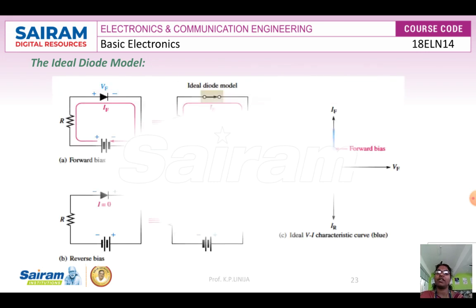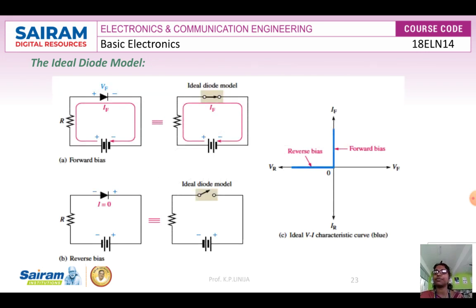The first method we have used is the ideal diode method. Here we are using the circuit in forward bias condition, and we have drawn the equivalent circuit. Whenever the diode is working in forward bias condition, it acts as a short circuit and you will get the output. Whenever the diode is in reverse bias condition, it acts as an open circuit and there will be no output.